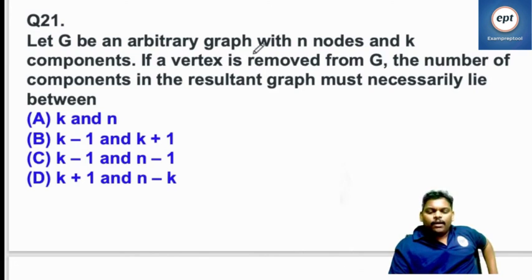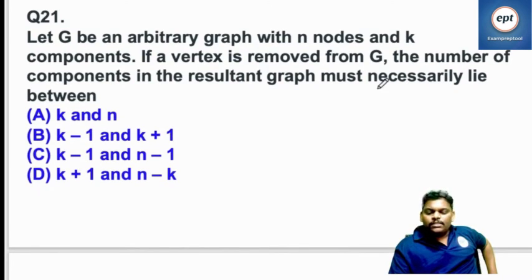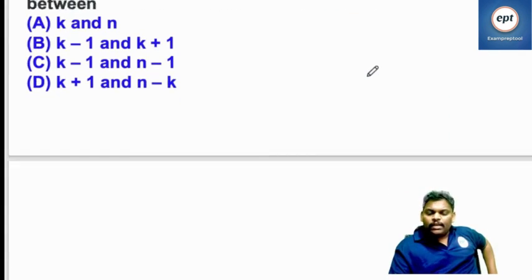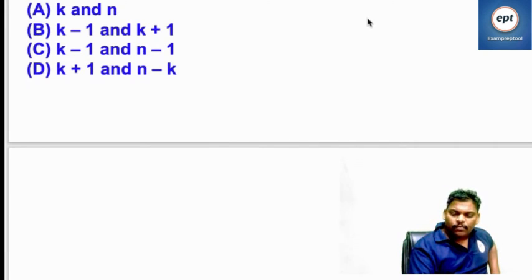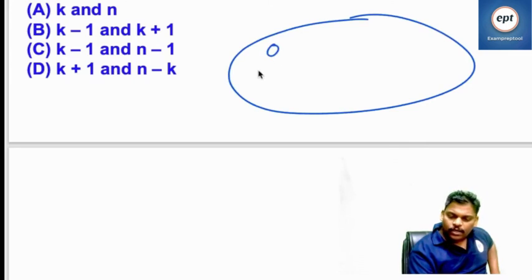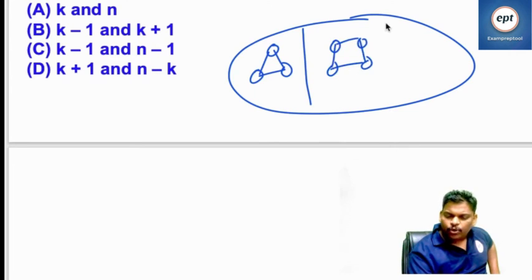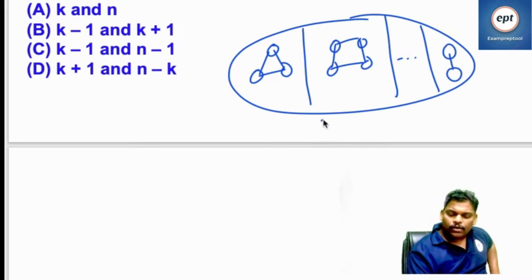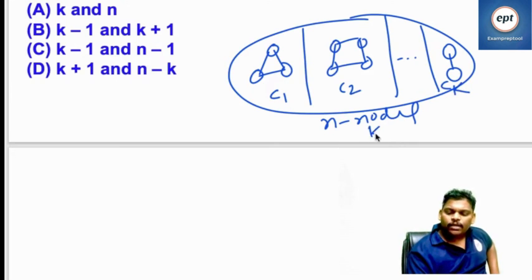Let G be an arbitrary graph with n nodes and k components. If a vertex is removed from G, the number of components in the resultant graph must necessarily lie between what values? Remember, the graph already contains n nodes and k components: component 1, component 2, up to component k.